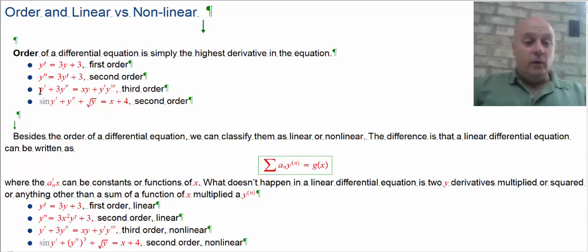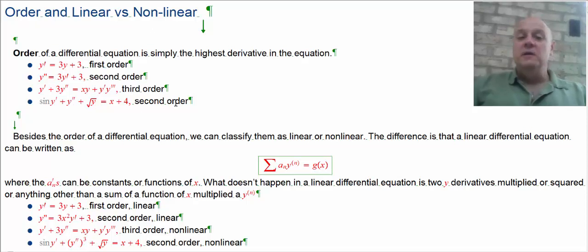If I look at this third one, I've got a y prime, a y double prime, a y triple prime. So it's a third order differential equation. The last one has a first derivative, a second derivative, and no derivative. It's second order because of the highest derivative. So the order of a differential equation just means the highest derivative that's in that equation.